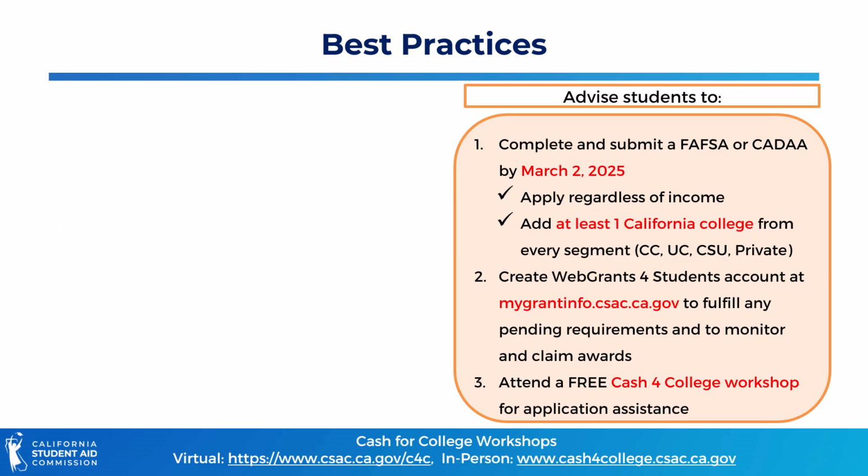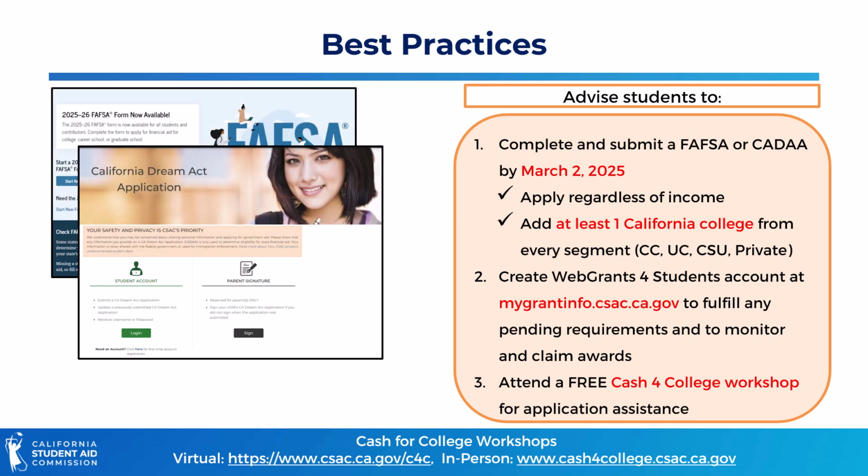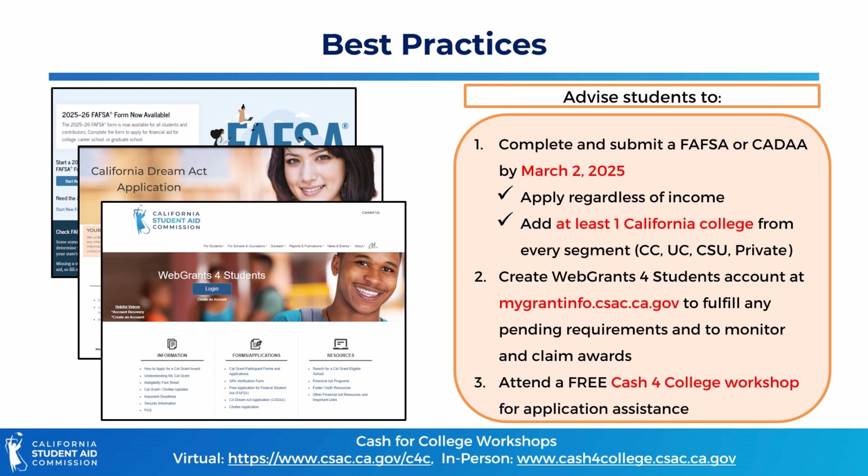And finally, here are some best practices you can advise your students to do. First, they should submit a FAFSA or a CADA no later than March 2nd. All students should apply for financial aid, regardless of income, since not all aid is income-based. And students should include at least one California college from every segment on their financial aid application, even if they plan on attending college out of state. Second, students should also create a WebGrants for Students account after they submit a financial aid application to complete any pending tasks and to claim their awards.